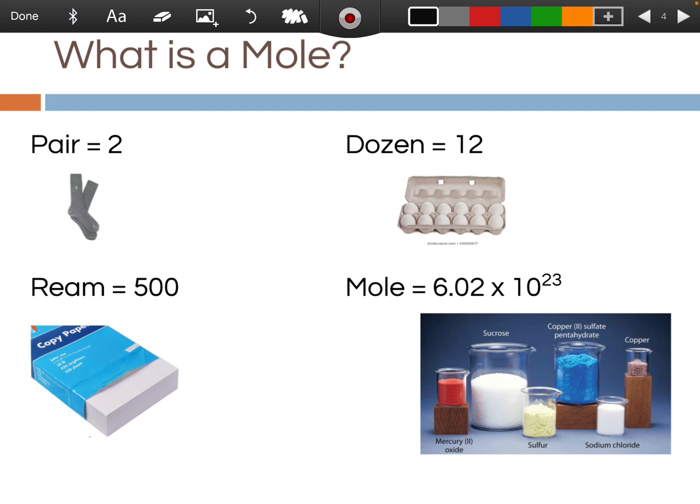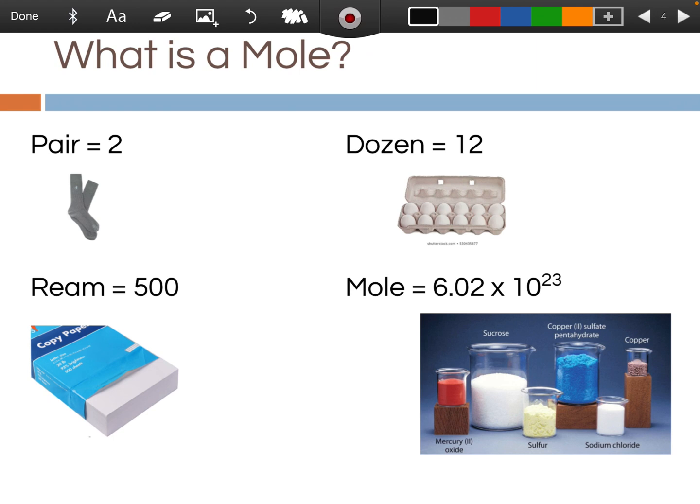So first we're going to cover what is a mole. A mole is a unit that we use in chemistry to group a very large quantity of particles. It could be atoms, molecules, basketballs, donuts, anything. When we hear pair, we think of two, like a pair of socks we know is 2 socks. A dozen is 12. A ream of paper is 500. These are common terms that go with specific numbers. The mole is the same thing.